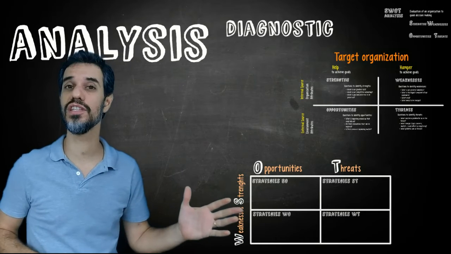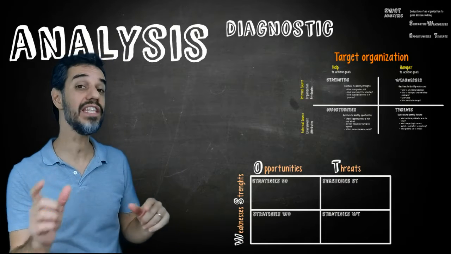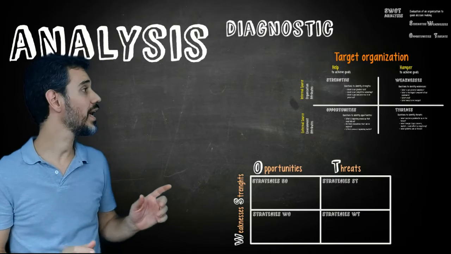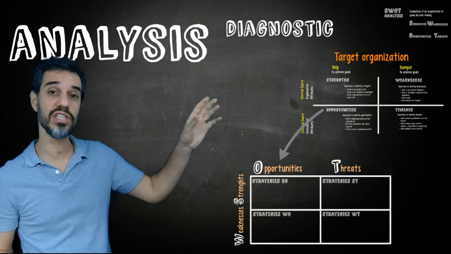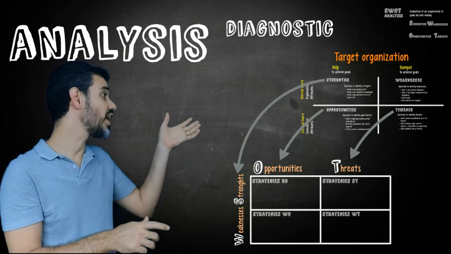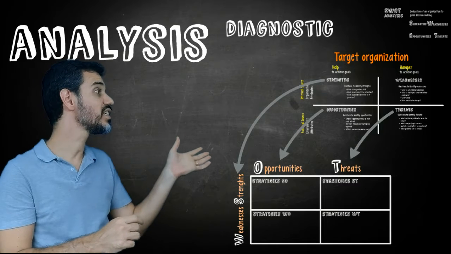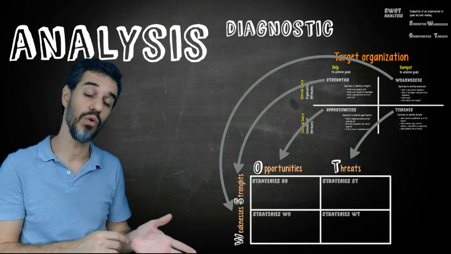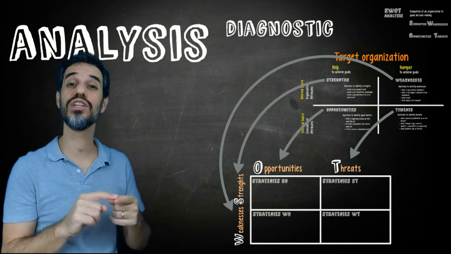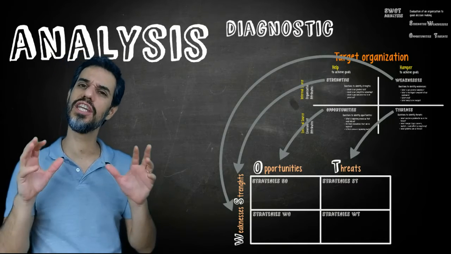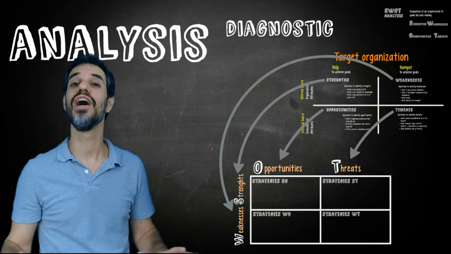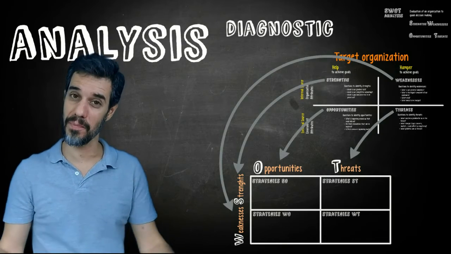In the analysis phase, we are going to transform each cell of that matrix into a column or a row. Like here, we are going to take the opportunities as the first column, the threats as the second column, strengths as the first row, and weaknesses as the second row. Now we are going to cross those components, trying to find ideas or initiatives we can use to help our company or to enhance our business capability.